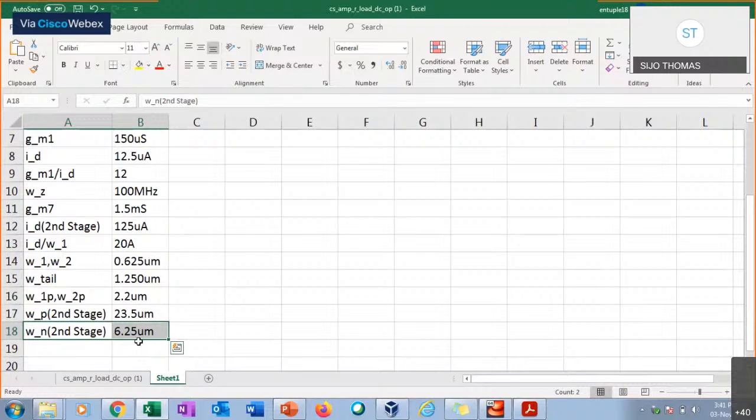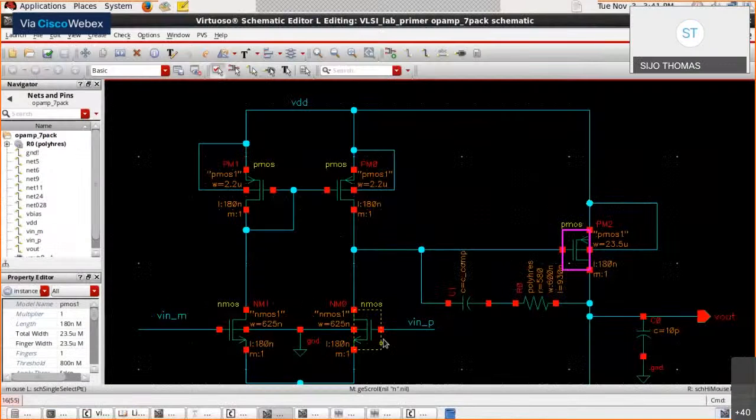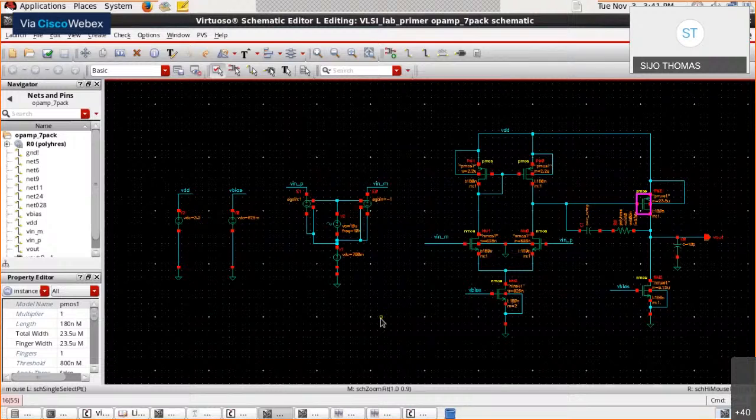Okay, so now we got all the values from the GM by ID technique. We got all the values for all the MOSFETs in the 7-pack op amp. Okay, we already know the compensation capacitance value also. So now we can go to the schematic. We can put the values back here. We already have cooked up the schematic here, so once again we can cross check all the values are right.